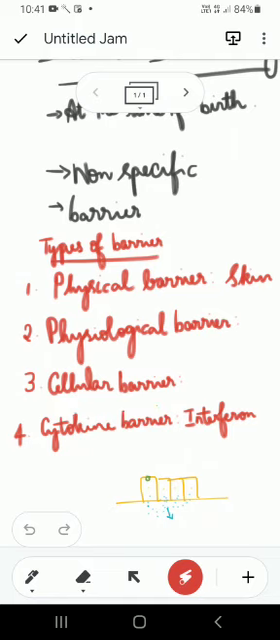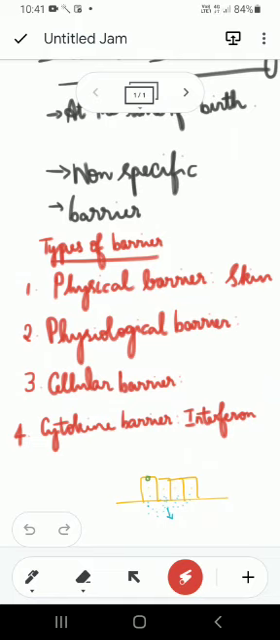The third one is the cellular barrier. Cellular barrier includes certain white blood cells. We know that these white blood cells are also called leukocytes. Examples for these white blood cells include neutrophils. Neutrophils are the most abundant kind of white blood cells, right? The other name of neutrophil is PMNL, that is polymorphonuclear leukocyte.